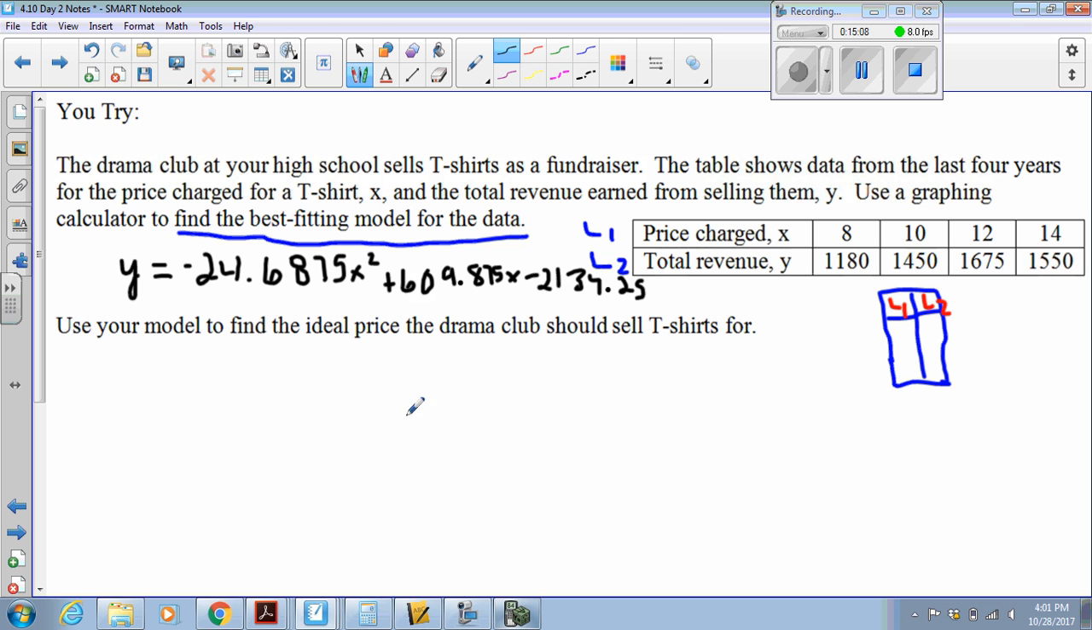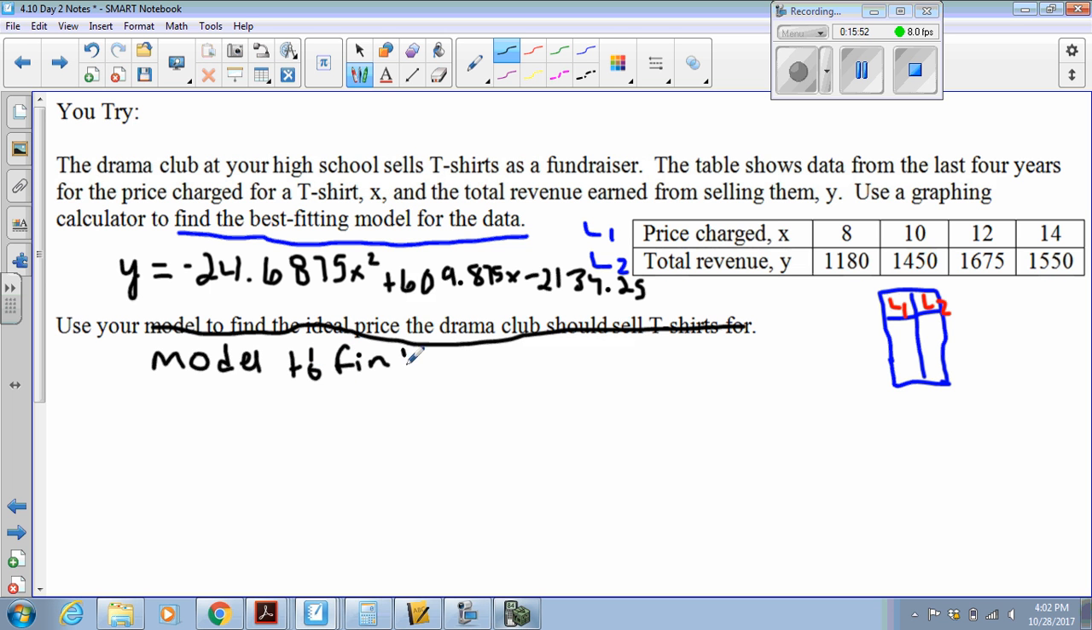Okay. Now, for the second one, just like we did in the last problem, it says use your model, so what we have up here, to find the ideal price the drama club should sell t-shirts for. Okay, now this one's a little bit different from the last one, because when they're asking us to find the ideal price, we're going to use our vertex form to do so. Actually, I'm going to change this because I want to do the one just similar to what we did. So we're going to change this here. So we're still going to use the model. So kind of regard what I just said.